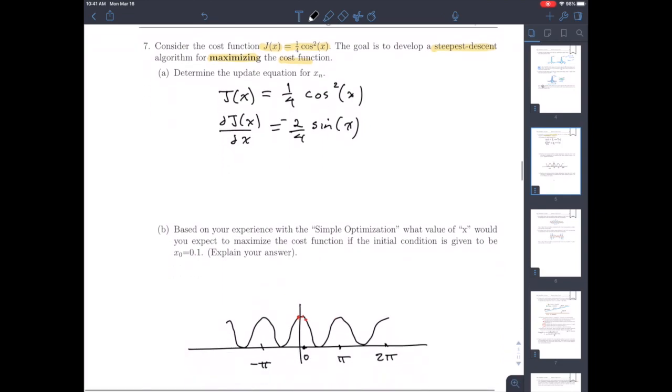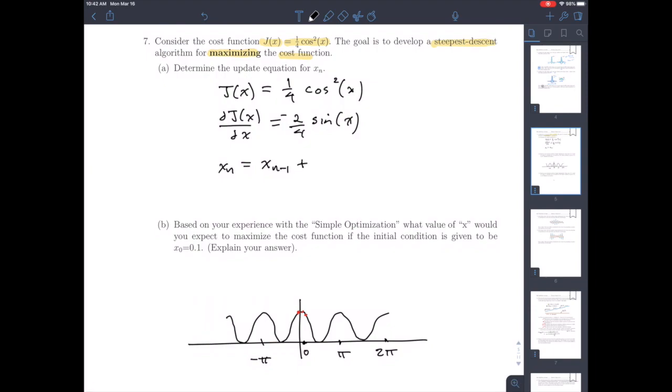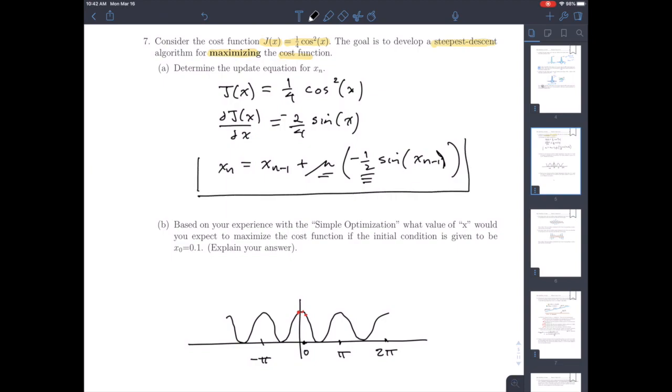Okay, so from there we need to update x. The x of n update would be: you take x of n minus 1, and since we're maximizing, this would be plus mu times minus 1/2 sine x of n minus 1. The 1/2 is not super important because the constant could absorb that, but this is the update equation that you would use for this algorithm.